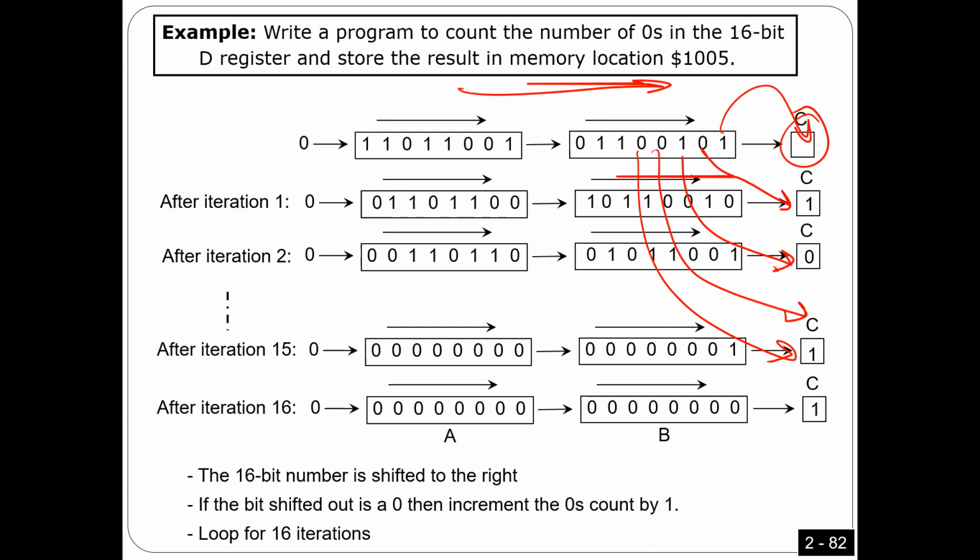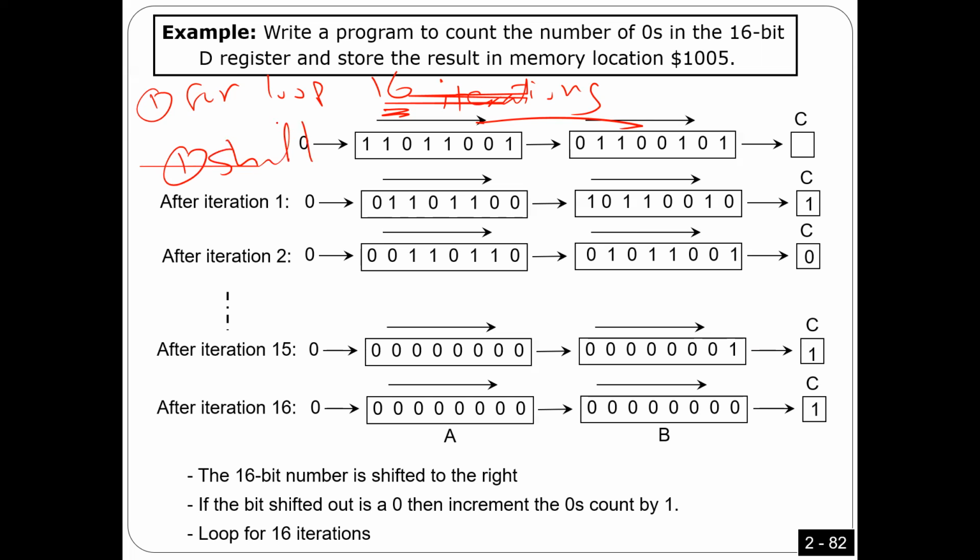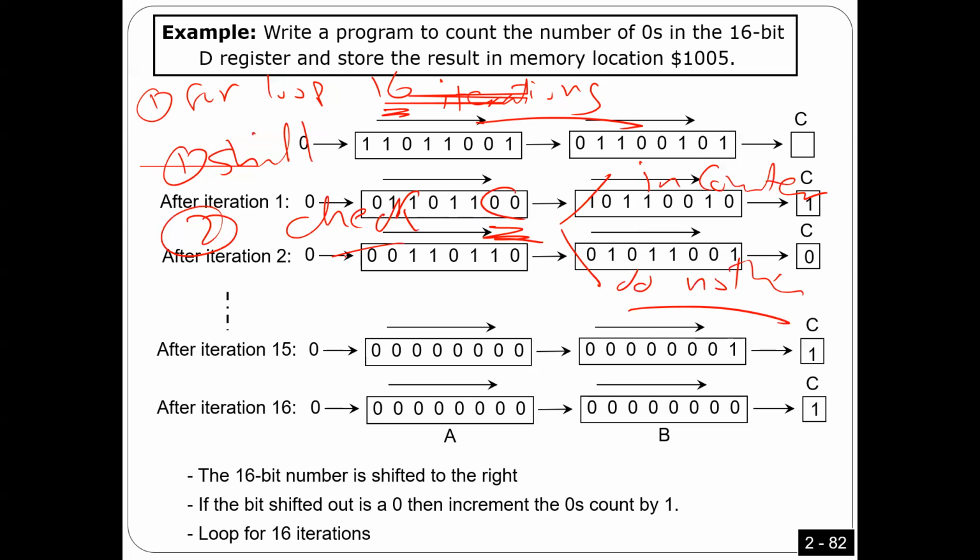So number one, I'm thinking how I can solve the problem. Here what I'm saying is, number one, I have to make a full loop for 16 iterations. In every iteration, number one, I'm going to shift. Number two, I'm going to check the carry, if the carry is 0 or 1. And then based on this value, either I increment the counter or do nothing. If the carry is 1, do nothing. If the carry is 0, increment the counter. Is that okay? Okay, great.